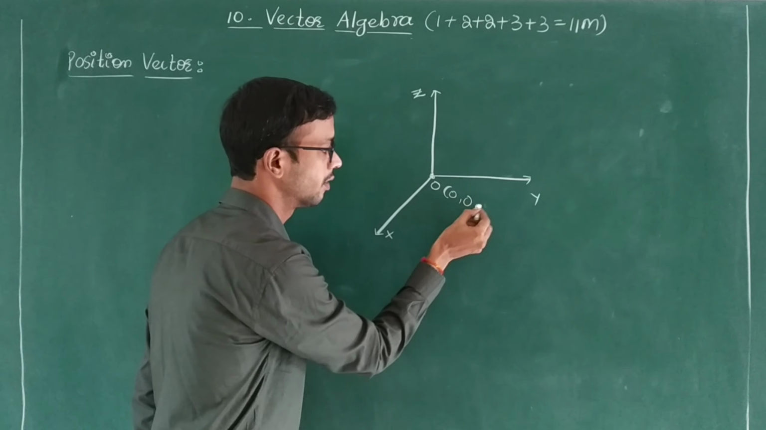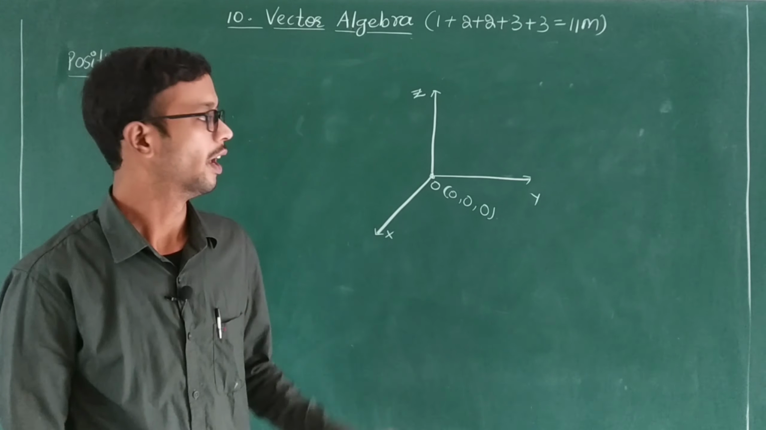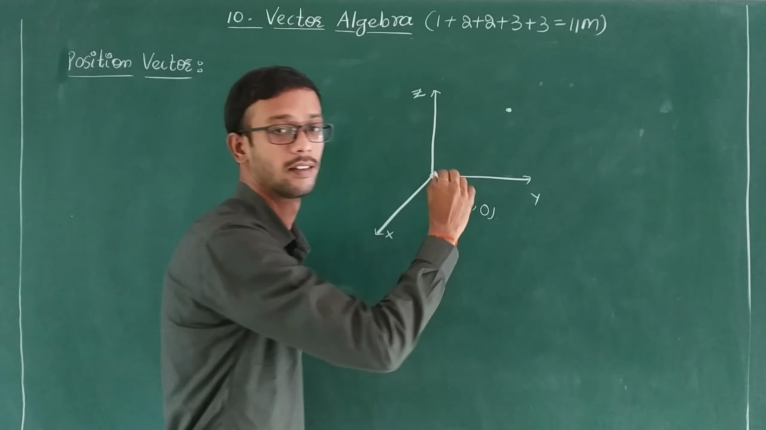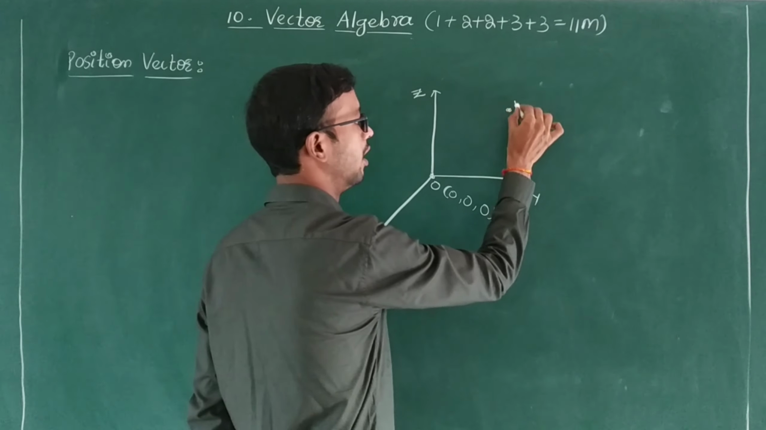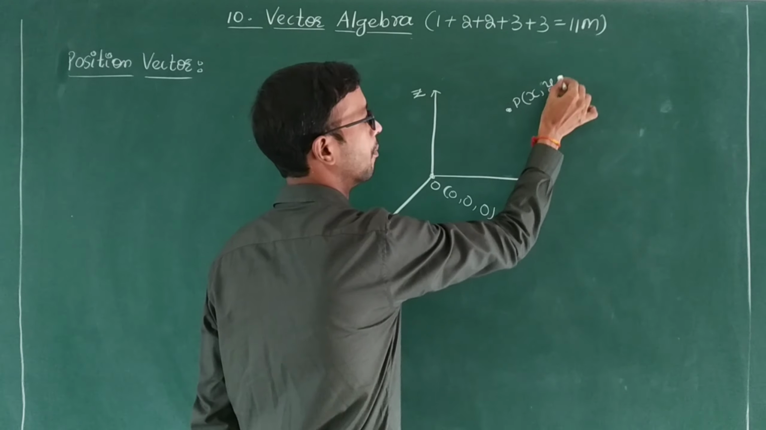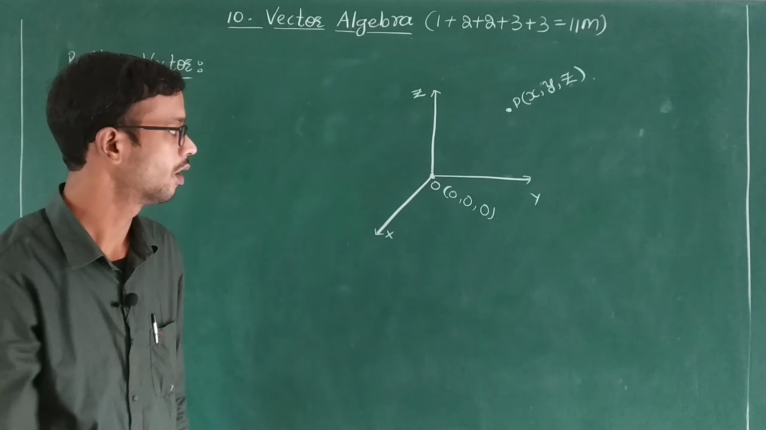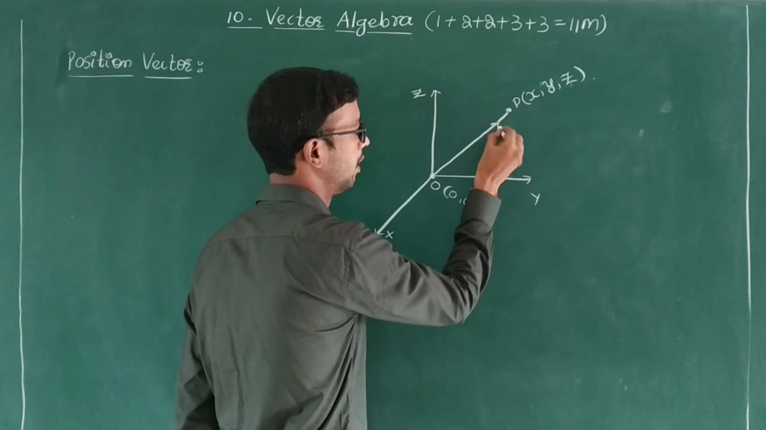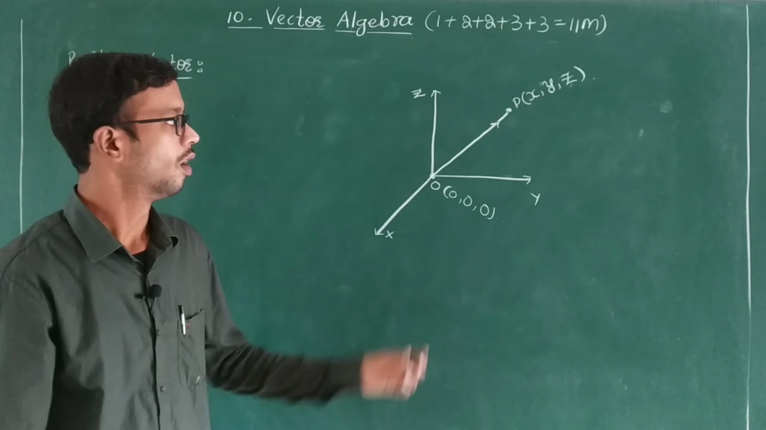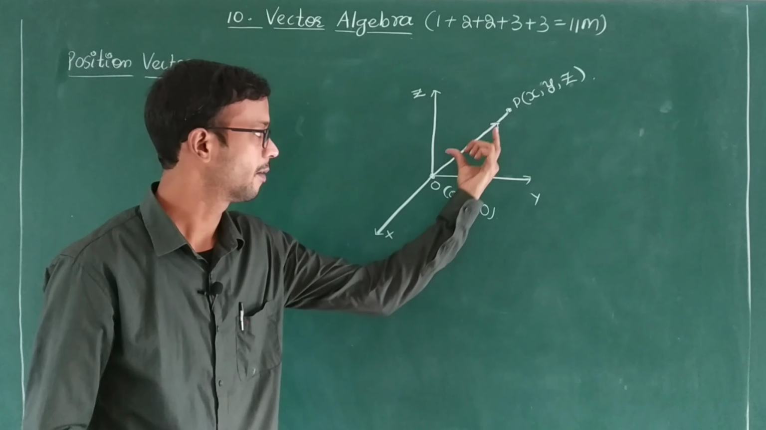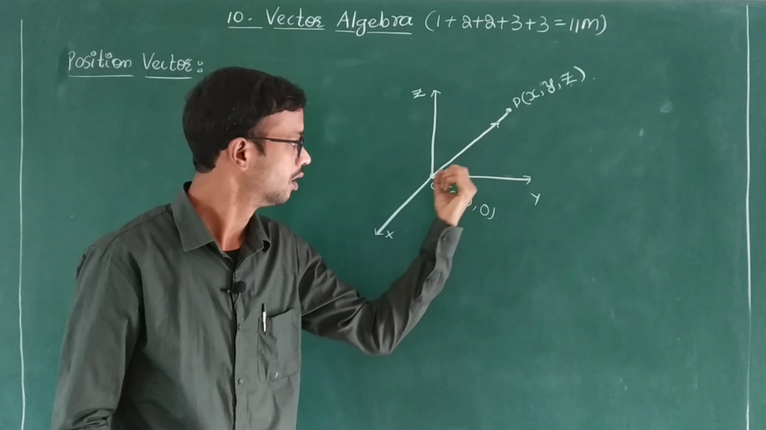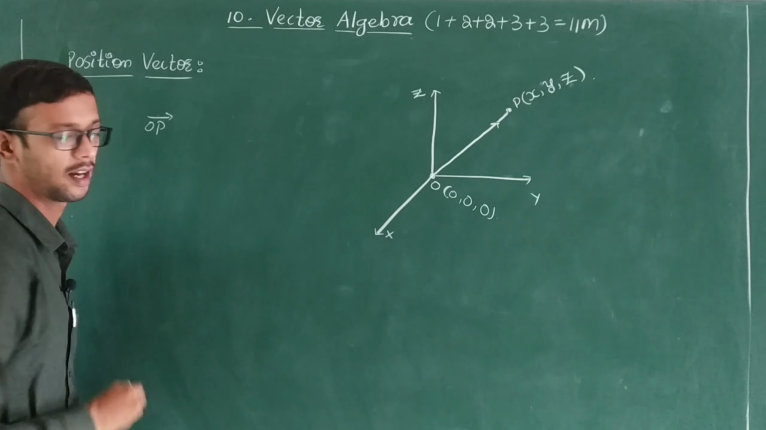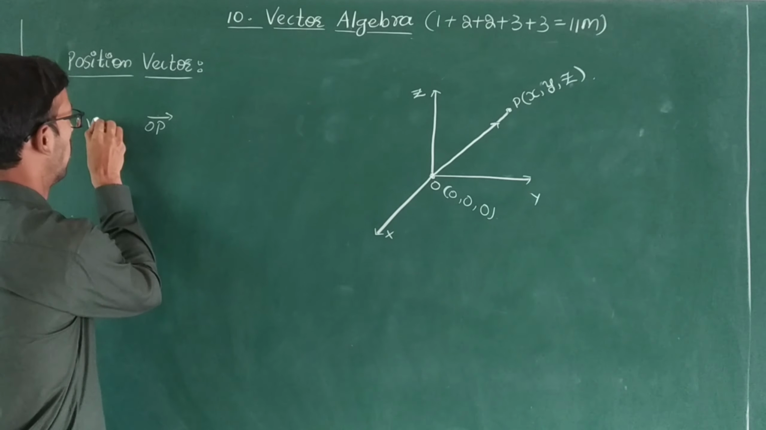Origin is 0, 0, 0. In a three-dimensional space, you consider one point P in space, P (x, y, z). Now, if you join OP in the direction O to P, it is a vector having magnitude and direction. This is a line segment. So OP bar is a vector.